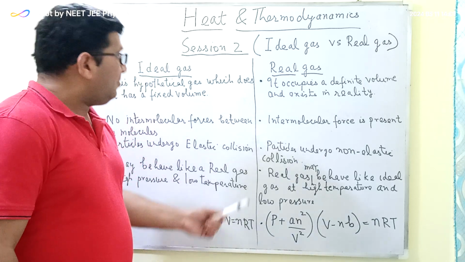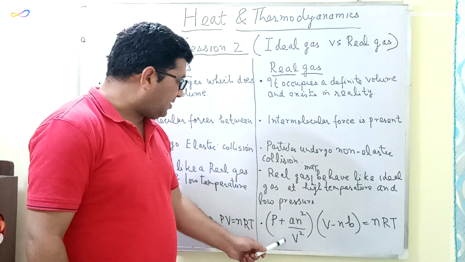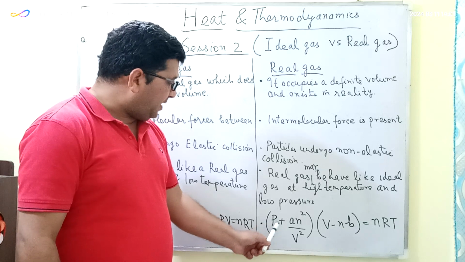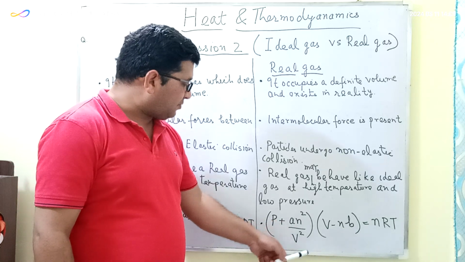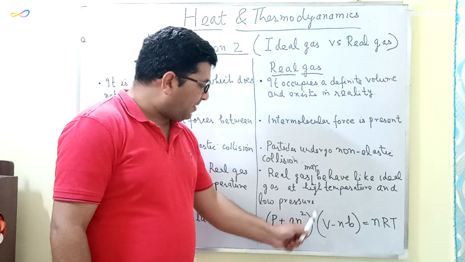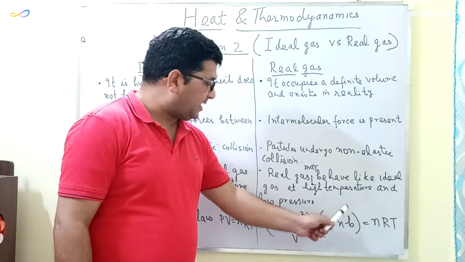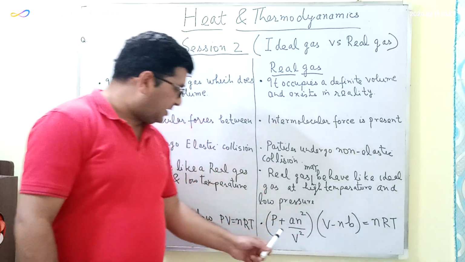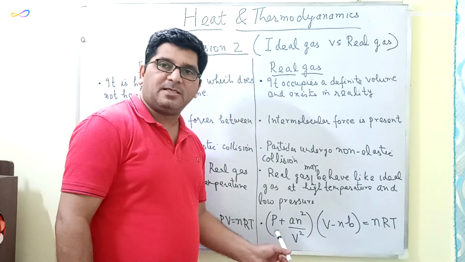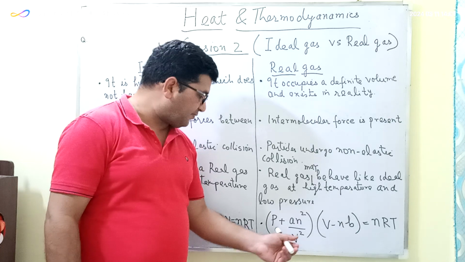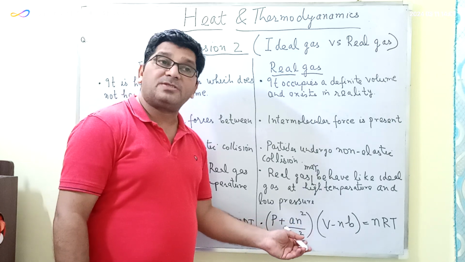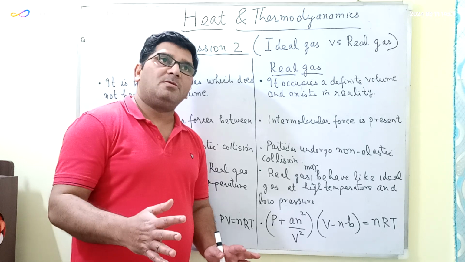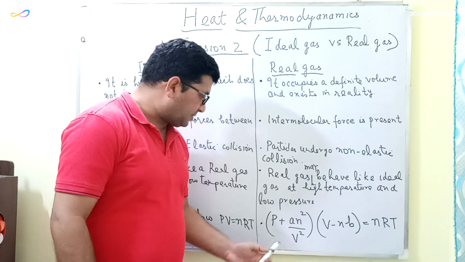Now the real gas follows this gas law, which is given by (P + a n²/V²) multiplied by (V − nb), which is equal to nRT. So here a is basically a constant which is gas specific, and it measures the force of attraction between the molecules.